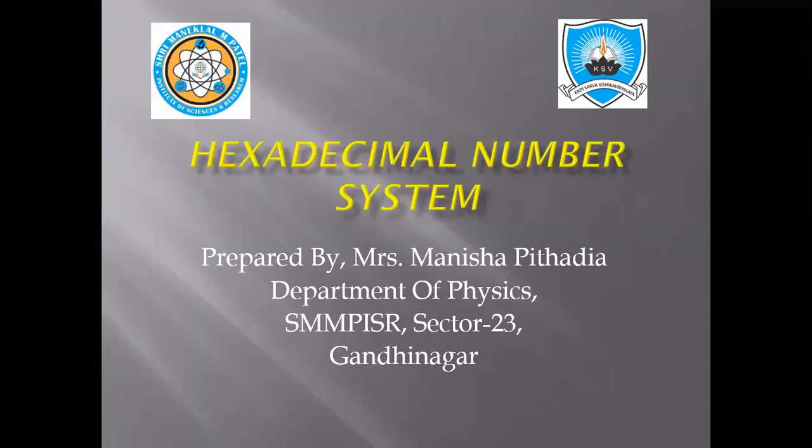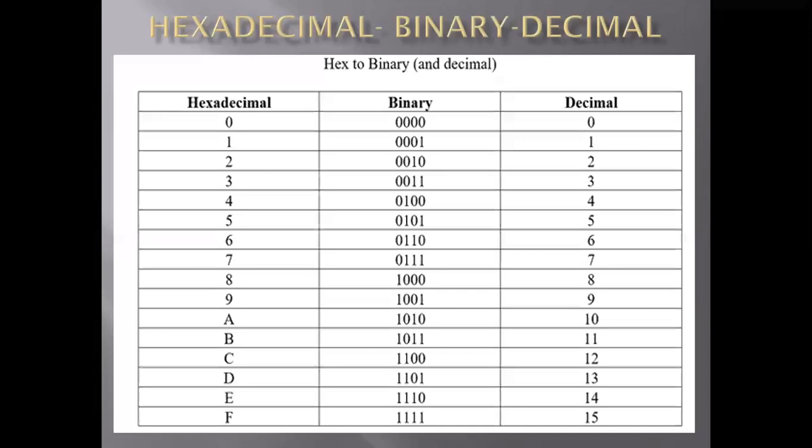Students, today our topic is the hexadecimal number system. The hexadecimal number system uses a radix of 16. Therefore, it has 16 possible digital symbols. The first 10 digits in the hexadecimal system are represented by the numbers 0 through 9, and the letters A through F are used to represent the numbers 10, 11, 12, 13, 14, and 15 respectively.